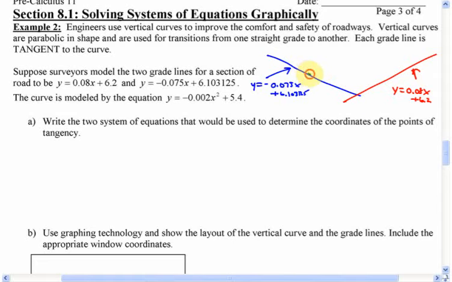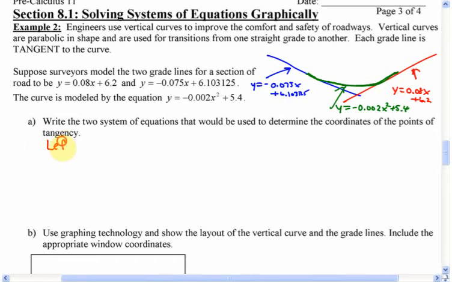So what engineers decided to do was to try to smooth it out by drawing a parabola connecting the two parts. And this parabola is modeled by this equation. Okay. So it says, write the two systems of equations that would be used to determine the coordinates of the points of tangency. Well, there's a left point of tangency and a right point of tangency.